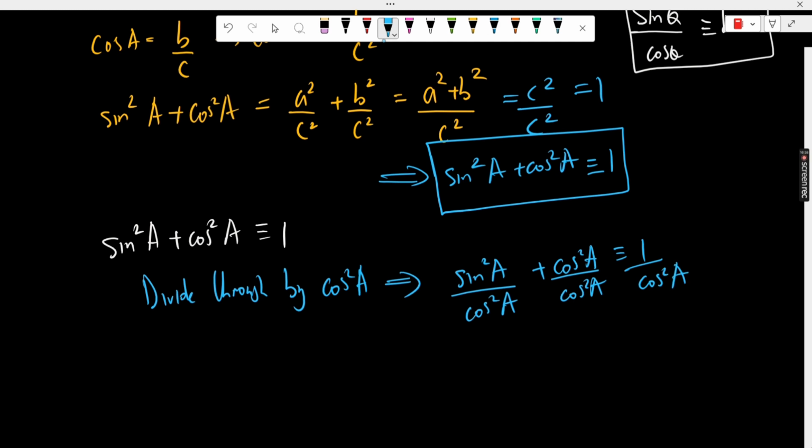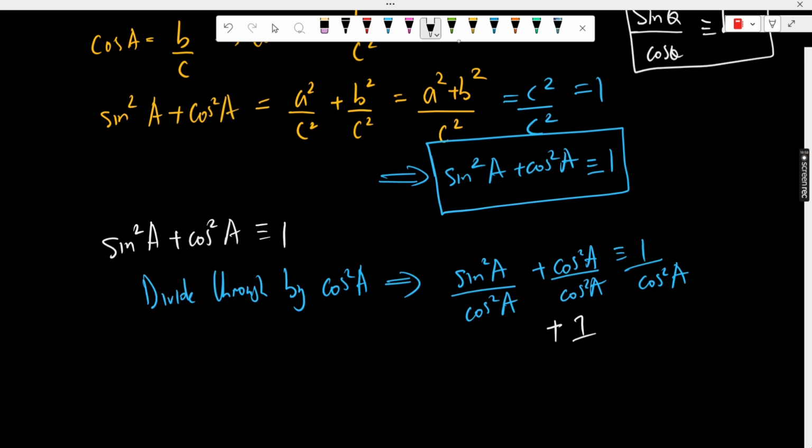Everybody with me so far? Yes, sir. Now, when you divide cos squared A by itself, what does that give us? 1. So this right here is plus 1. Now, what is sine A over cos A? What does that give us in terms of trigs?